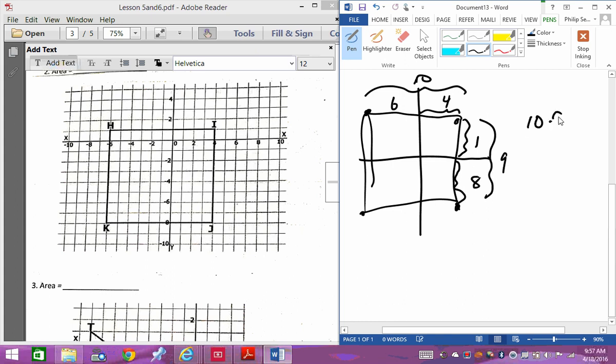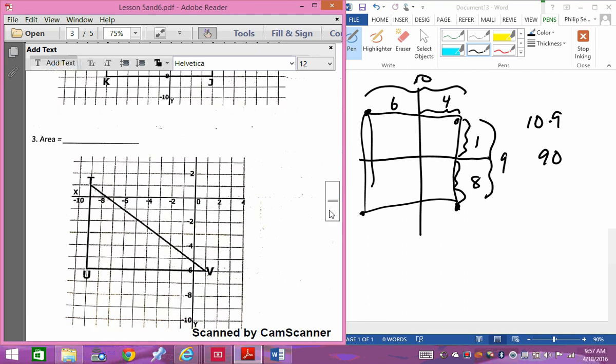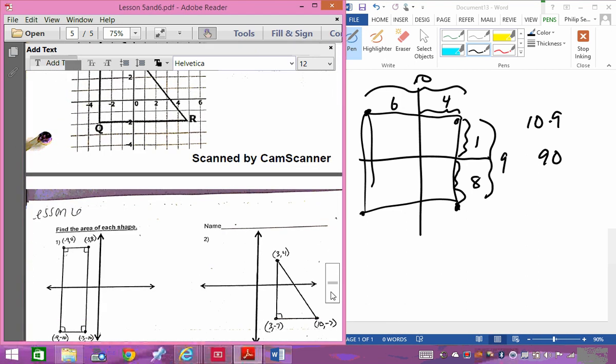So the area, 10 times 9, hello, 90. So again, use the distance from the axis, because then we can use the numbers that are on the particular graph that we are looking at.